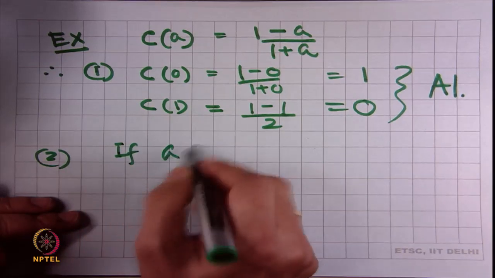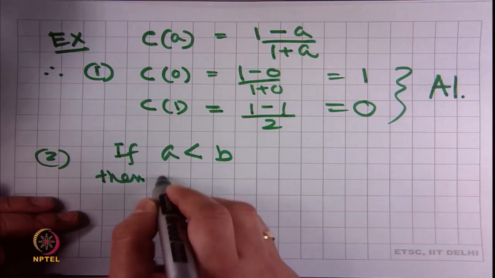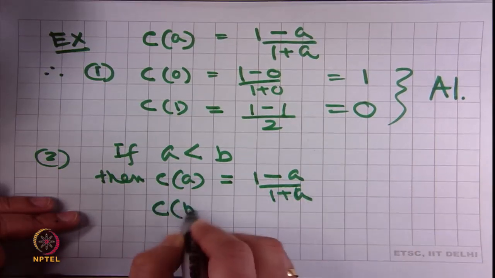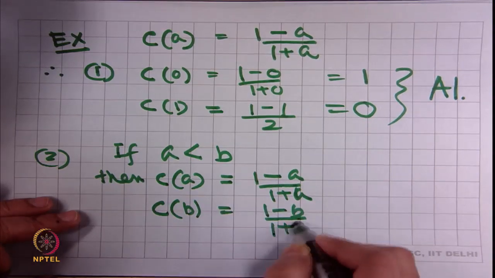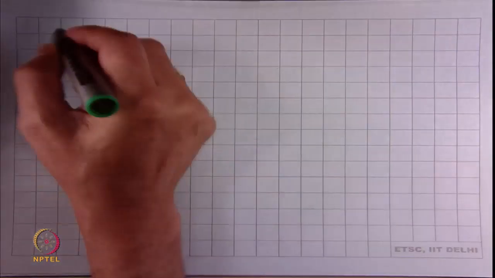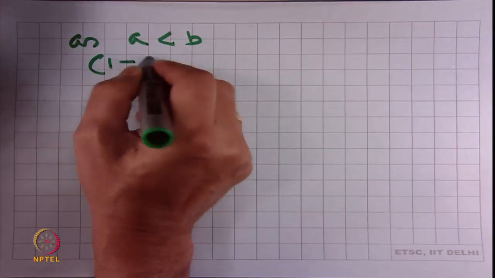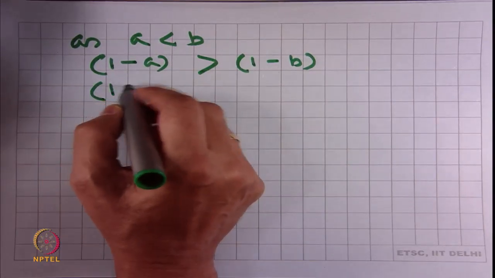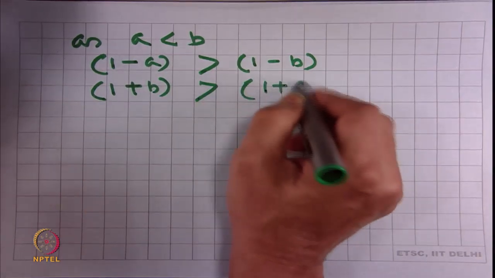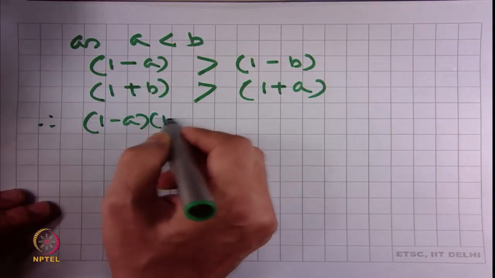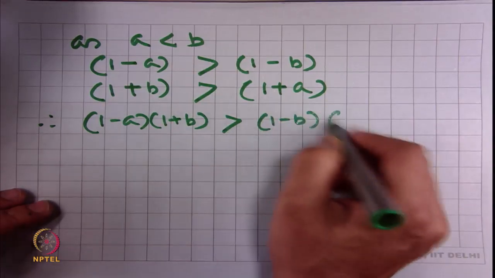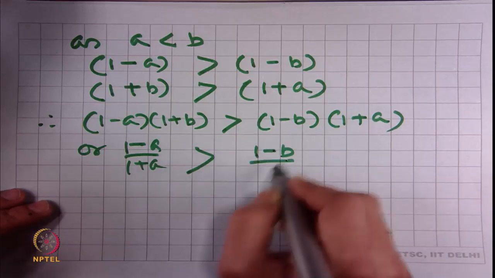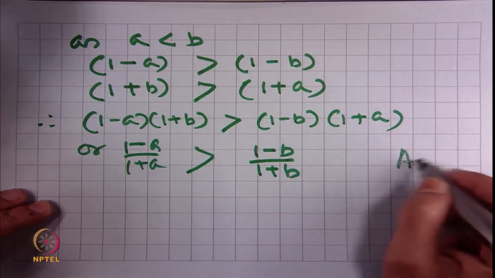If A is less than B, then C of A is equal to 1 minus A upon 1 plus A, and C of B is equal to 1 minus B upon 1 plus B. As A is less than B, 1 minus A is greater than 1 minus B and 1 plus B is greater than 1 plus A. Therefore, 1 minus A into 1 plus B is greater than 1 minus B into 1 plus A, or 1 minus A upon 1 plus A is greater than 1 minus B upon 1 plus B. This is axiom 2.